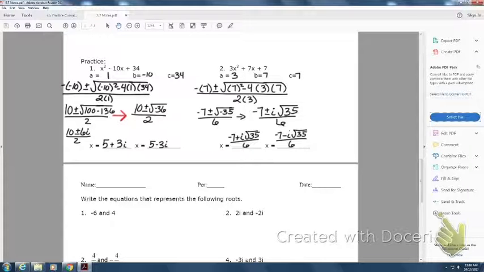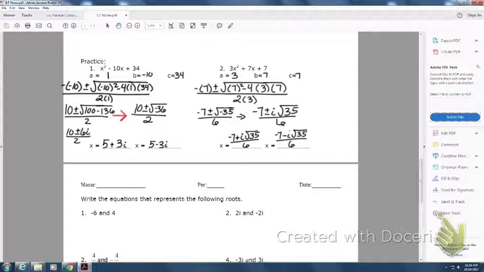Yes, AJ. Why isn't it negative 7i plus? The i always goes right in front of the radical when you take out the negative. Yes. Any other questions on this? Yes, Anna. No. You good? Okay.